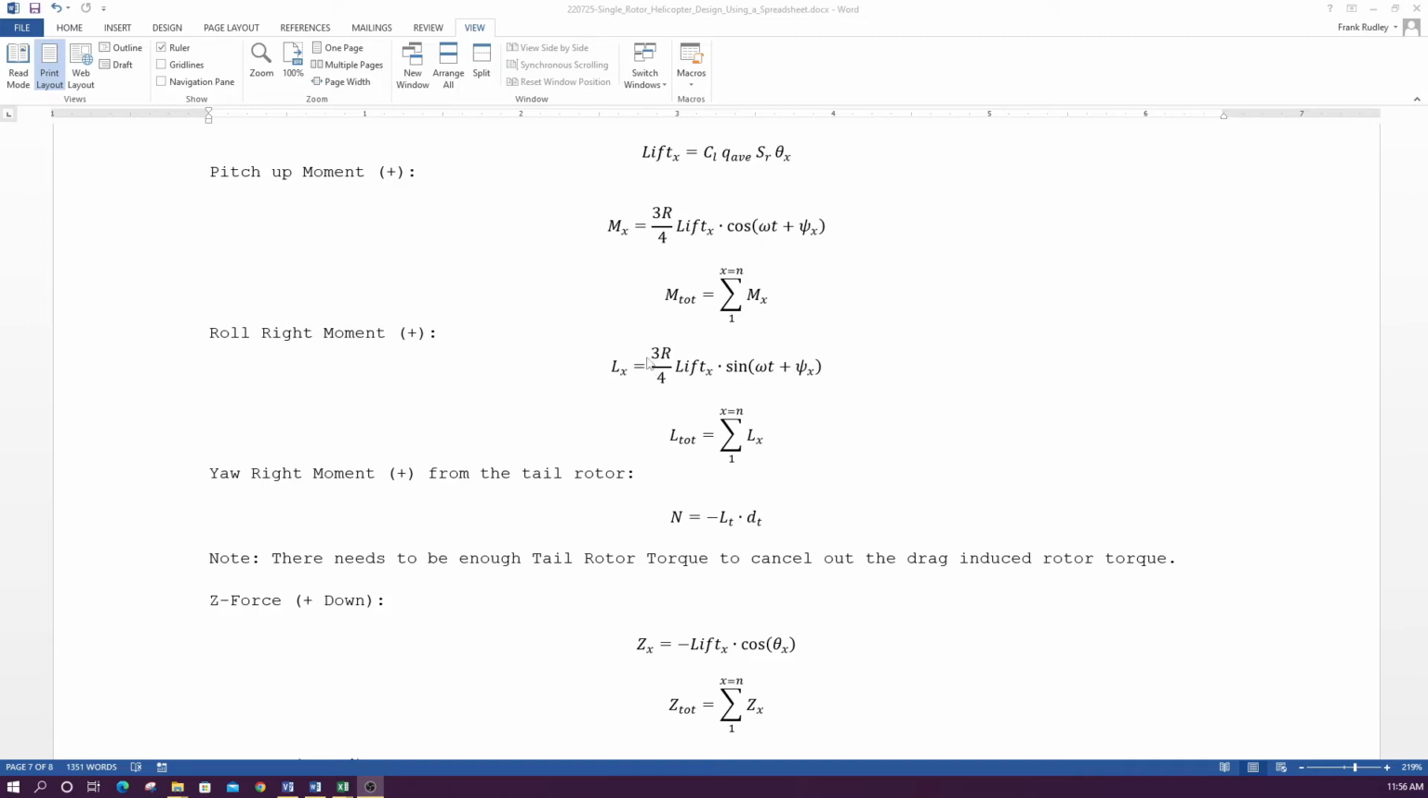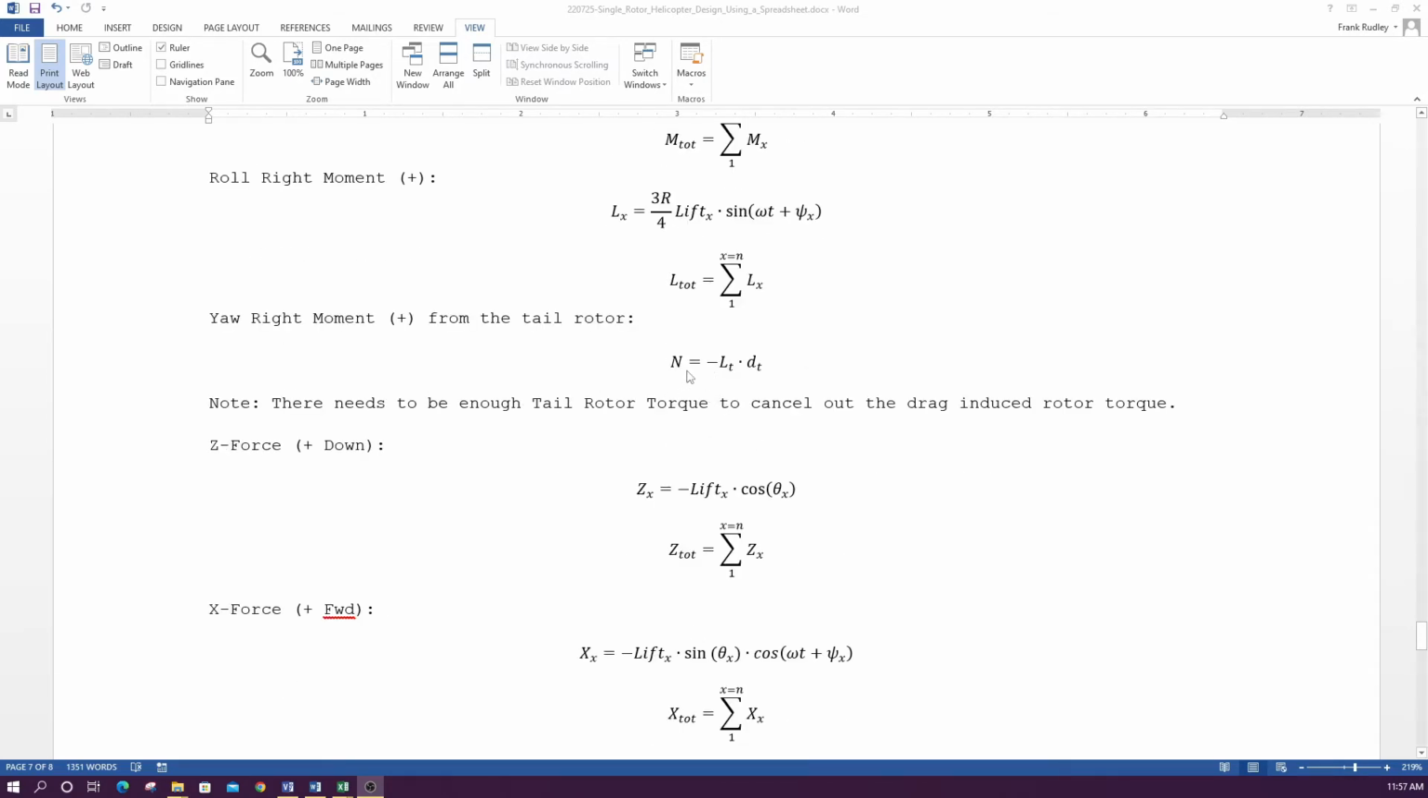So it's the same equation again. There's four blades, and you add all four blades up, and we get our total rolling moment. Now our yaw moment, that's strictly from the tail rotor, is just the crank arm of the tail rotor times the thrust developed by the tail rotor. Notice it's negative because it yaws the fuselage in a counterclockwise direction in this example.